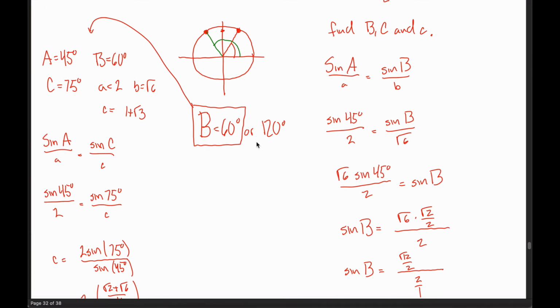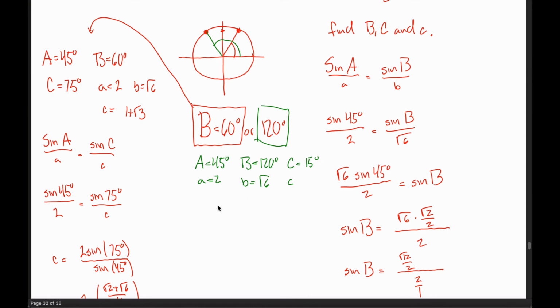But remember, capital B could have been 60 degrees or 120 degrees. If capital B is 120 degrees, well, then I'm using up 165 degrees between A and B. So that leaves me with just 15 degrees left over for capital C. I still know that little a is equal to 2 and little b is equal to root 6, and I could solve for what little c would be equal to.